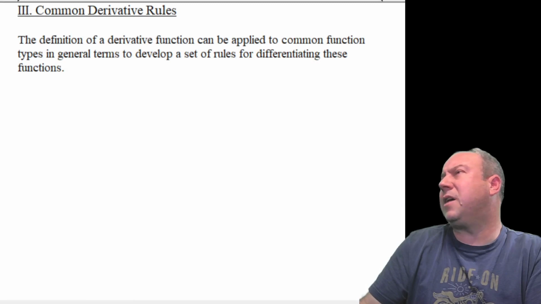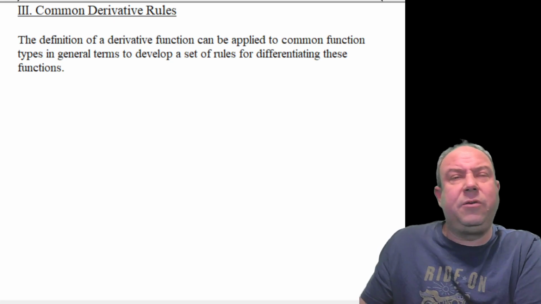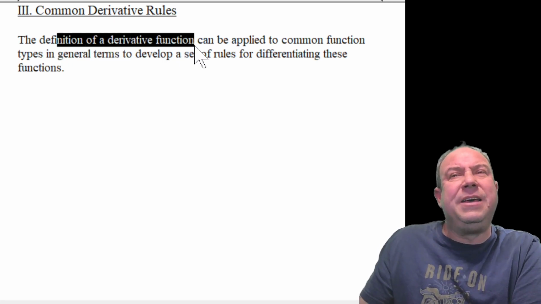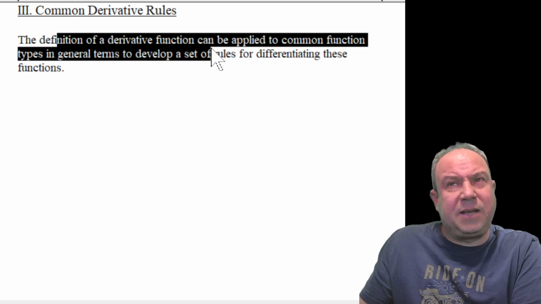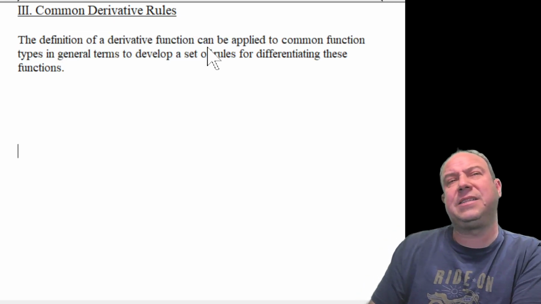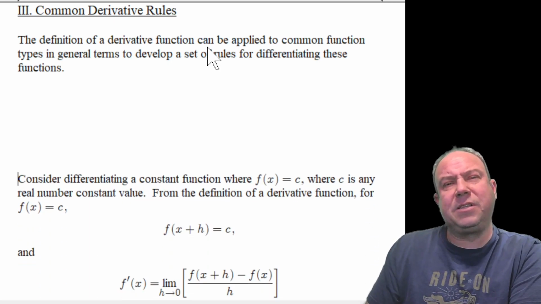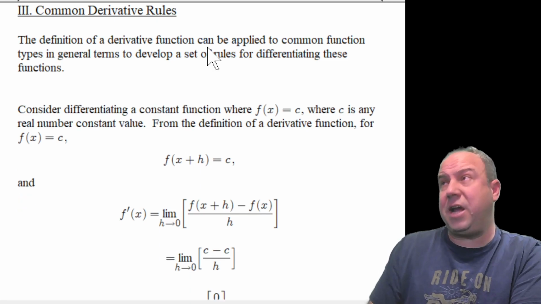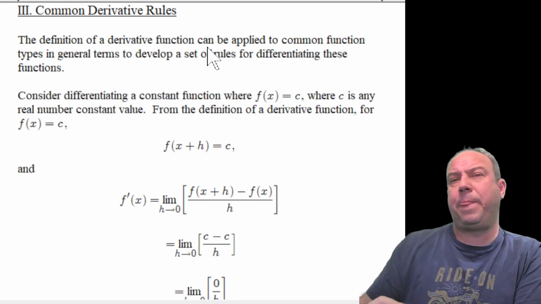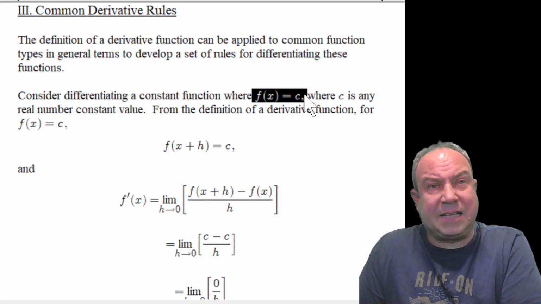All right, but let me get into this. Like I said, there's quite a bit here, so let's not waste time. We are going to be looking at common derivative rules. We are going to be using that definition of the derivative to develop these rules. The first rule we're going to consider is what's called the constant rule. And this is what I mean by using the definition. Consider differentiating a constant function, a function f of x equal to c, where we can think of the value c being any constant value.